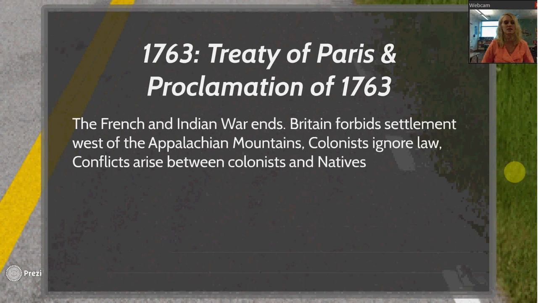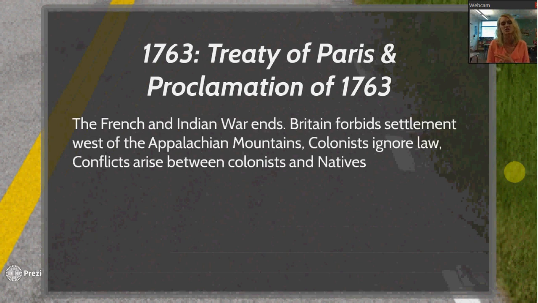Then we go to 1763. We've ended the French and Indian War, signed the Treaty of Paris, and it's at this point where the British are like, wait a minute, we have all these really valuable colonies on the other side of the ocean. Maybe we should do something with them, right? So it's like that whole neglect period's over at this point. They're remembering, oh my God, we have these colonies. So the French and Indian War ends.